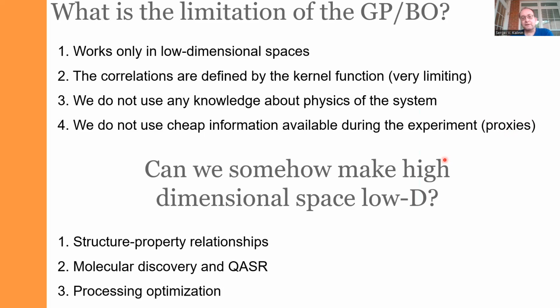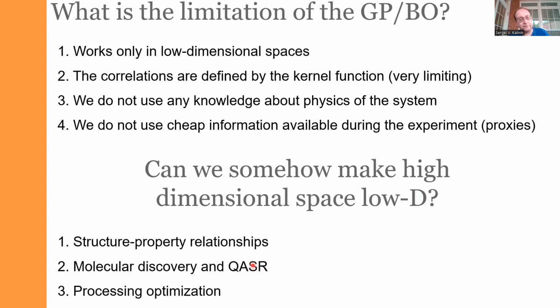So the question becomes, if Gaussian processes work very well in low dimensional spaces, but don't really work very well in high dimensional spaces, can we find a way to make a high dimensional space into a low dimensional space? And by this point, if you remember the lecture about variational autoencoders, you probably start to make a connection. Maybe this is something that we can actually use. But before we go there, let's look at some examples of practical problems where it is necessary.